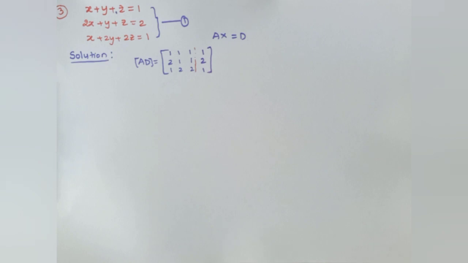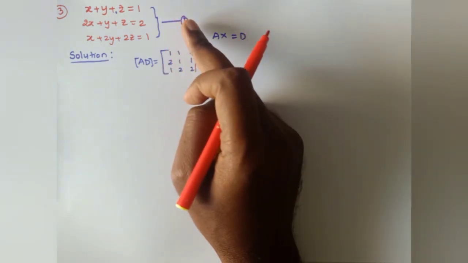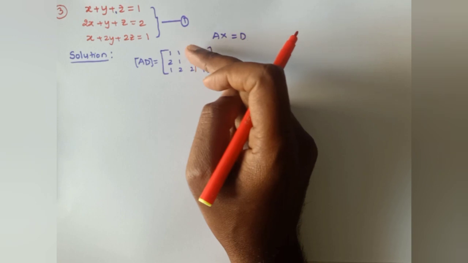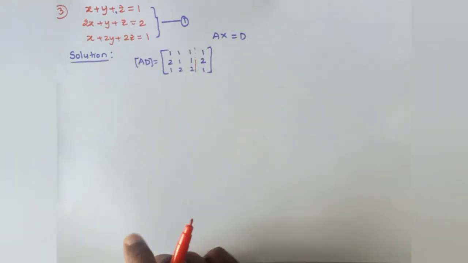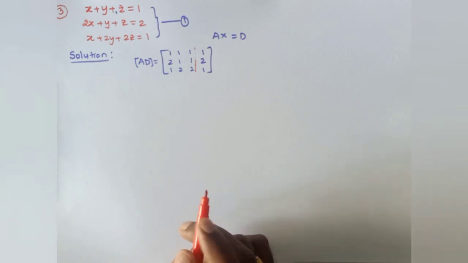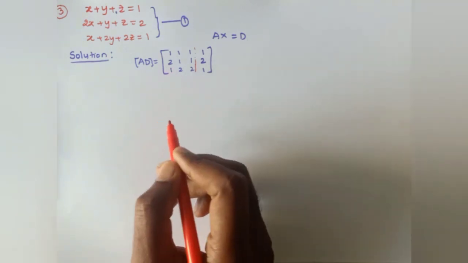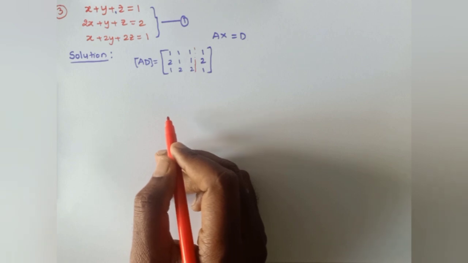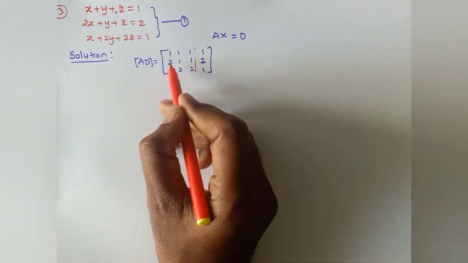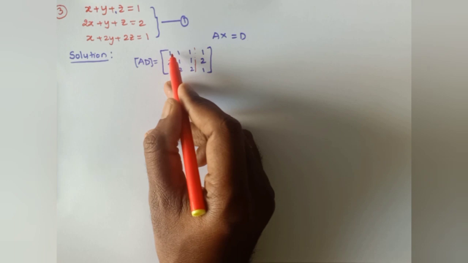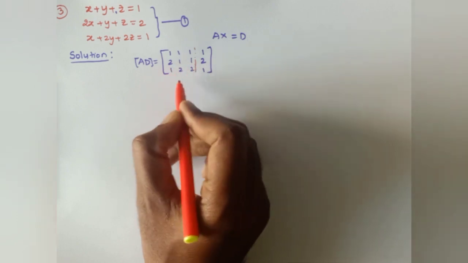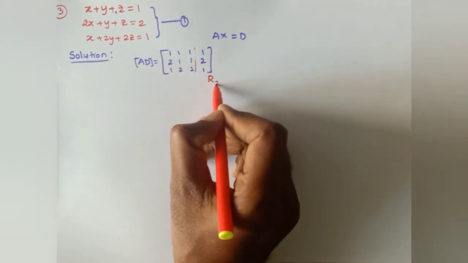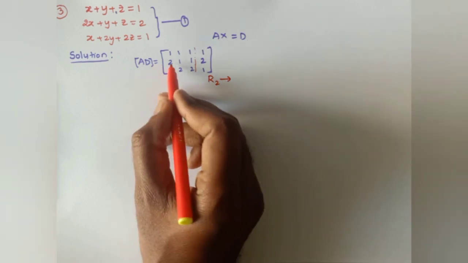Now to find whether the system is consistent or inconsistent, we need the rank of A and the rank of AD. So by using this augmented matrix, try to find the rank of A as well as AD. Now try to make these two elements 0. Already 1 is there here, so you can use this row to make these two elements 0.